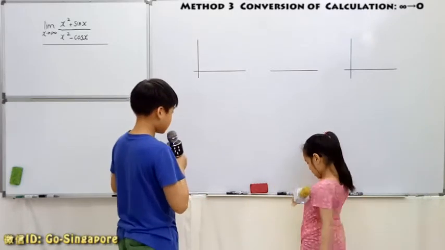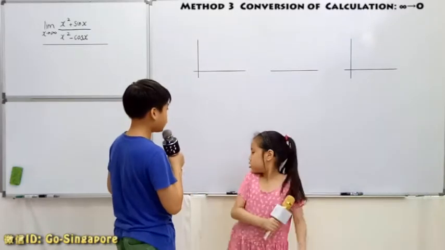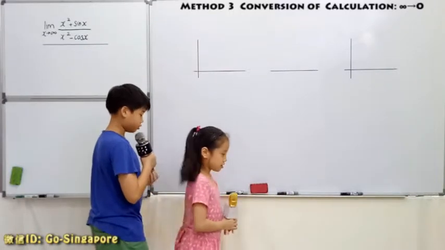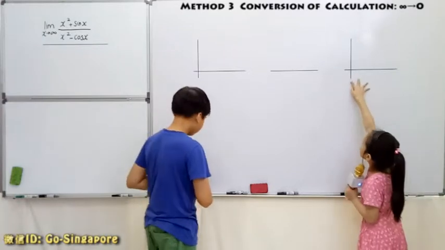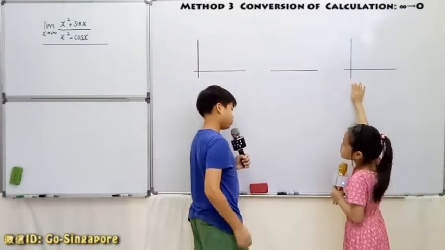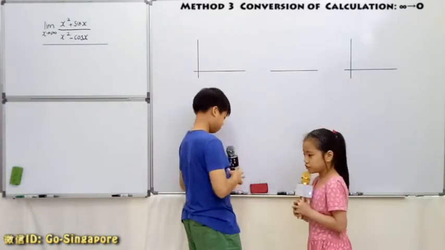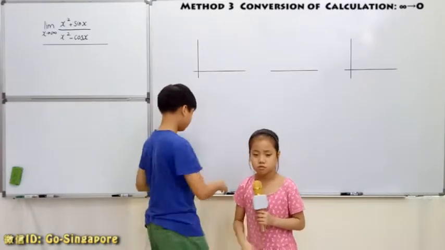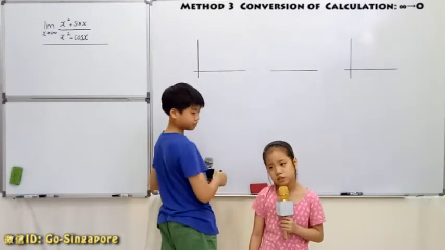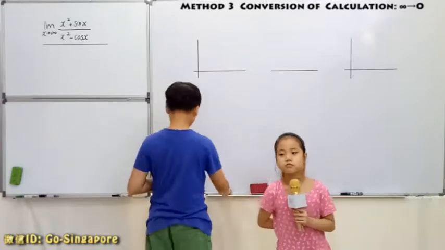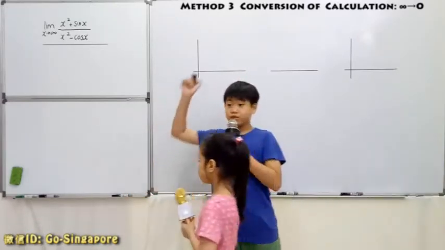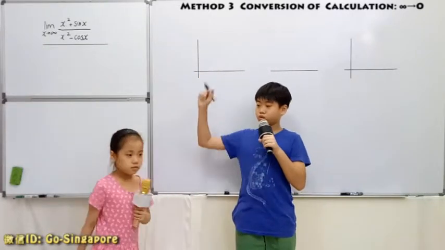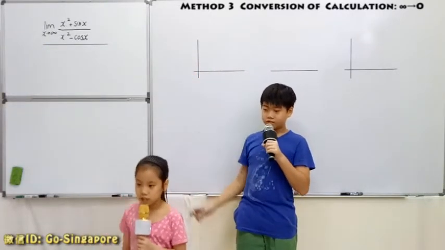So this time, the conversion of infinity calculation to infinitesimal calculation, what do we change it from, and to what? From infinity over infinity, or any indeterminable form, to infinitesimal over infinitesimal.